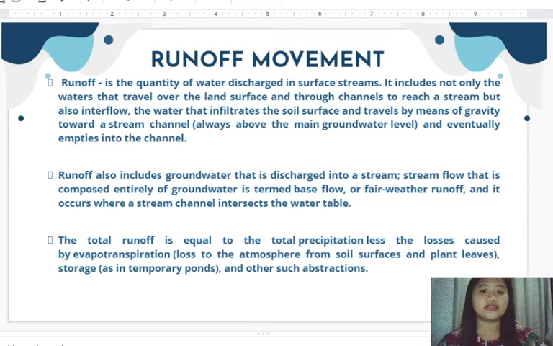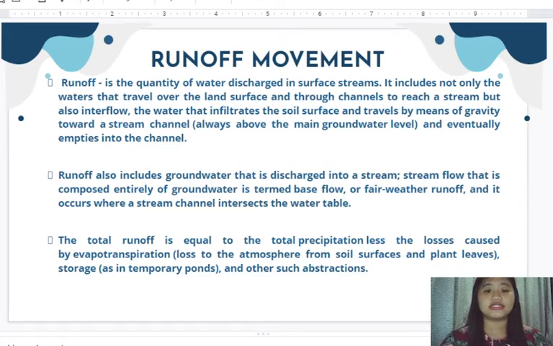It includes not only the water that travels over the land surface and through channels to reach a stream but also interflow, the water that infiltrates the soil surface and travels by means of gravity toward a stream channel, always above the main groundwater table, and eventually empties into the channel. Runoff also includes groundwater that is discharged into a stream.